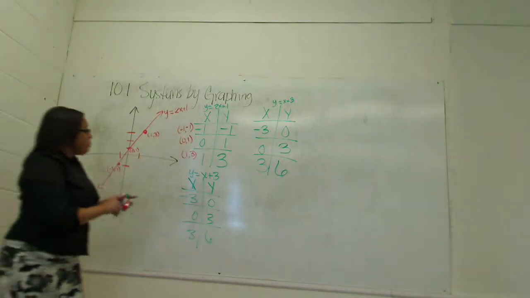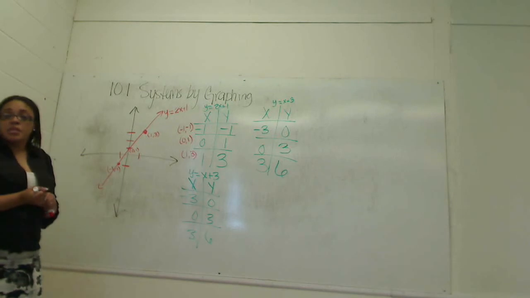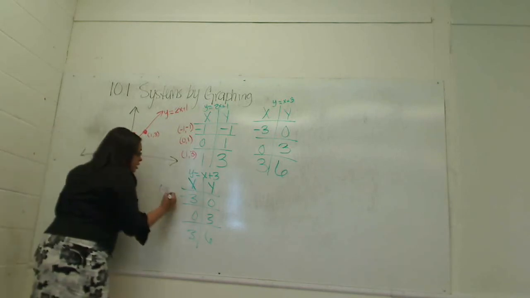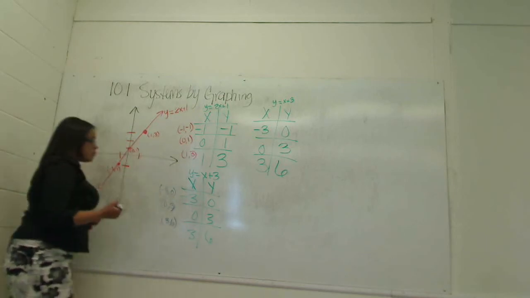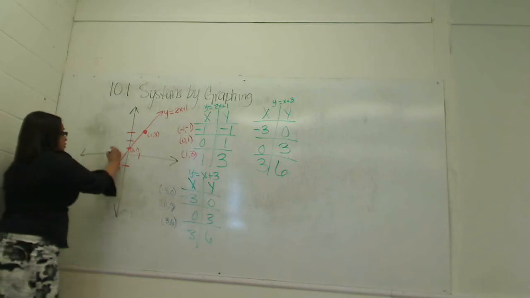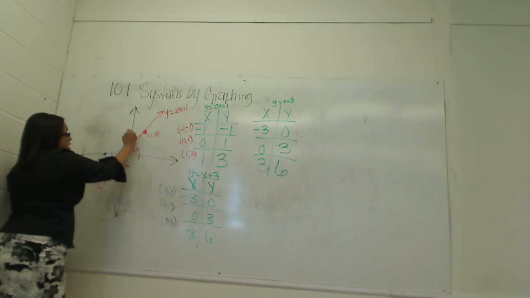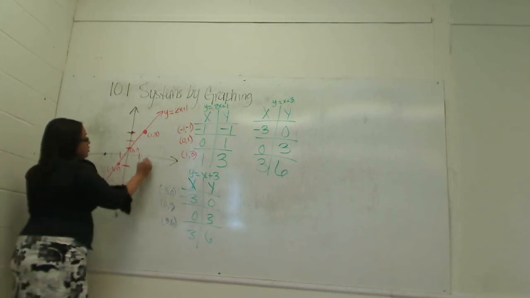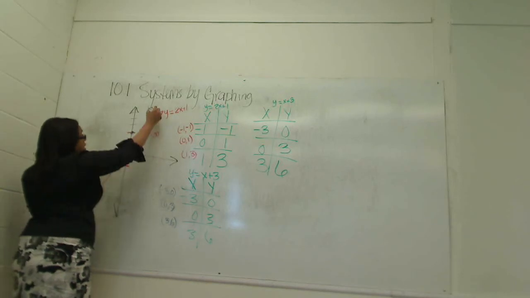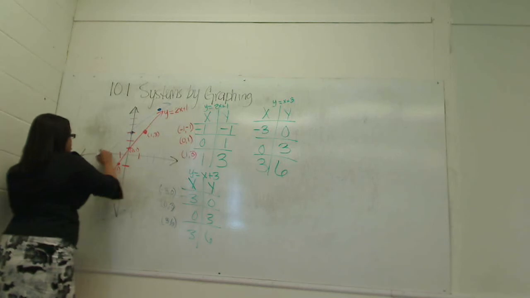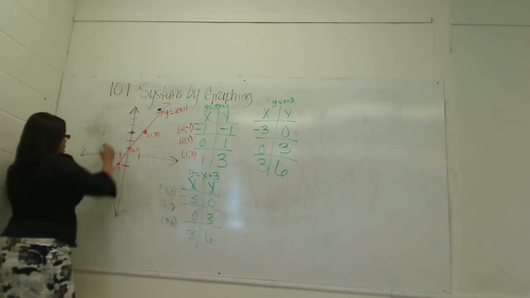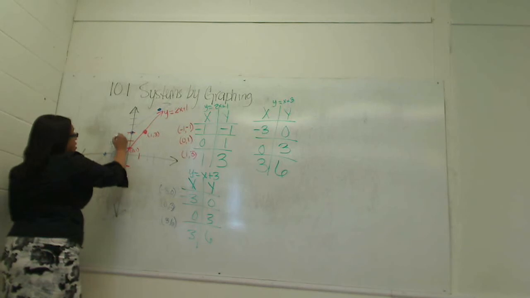The next equation, I'm going to do it in blue. y equals x plus 3. So now you have -3, 0, 0, 3, and 3, 6. I'm going to grab those. -3, 0 is here. 0, 3 is here. 3, 6 is up here. And I'm going to draw a line connecting those. And this is y equals x plus 3.